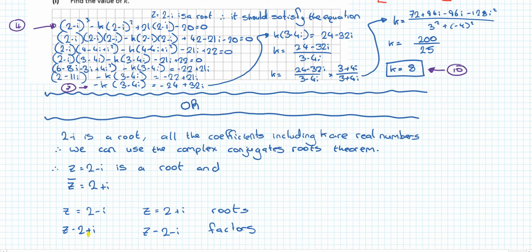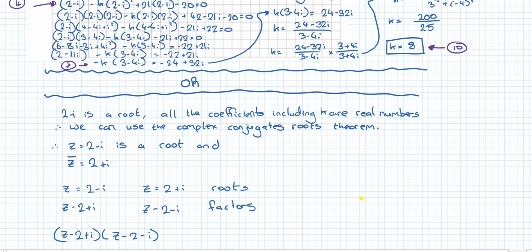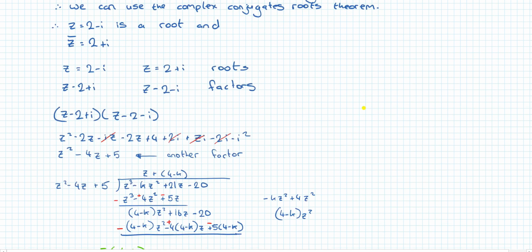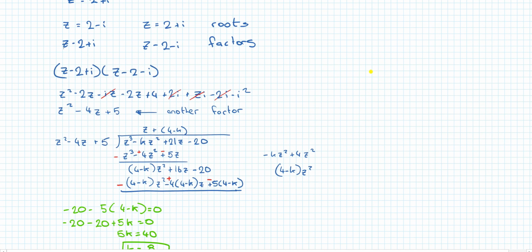Well, if I change them to factors, subtracting 2, adding i, subtracting 2, minusing i, I now have two factors. What do I know about factors? Factors should divide in evenly. So if I were to multiply these two factors together, I would get another factor that should divide into k, or into the equation to begin with.